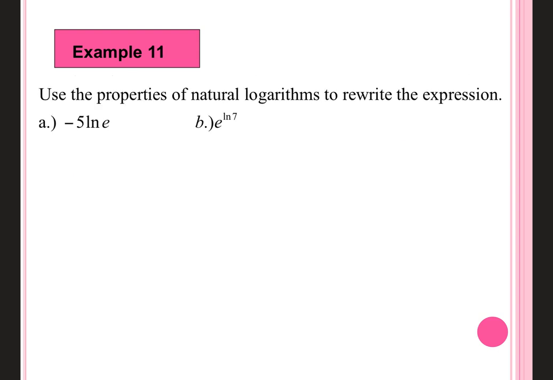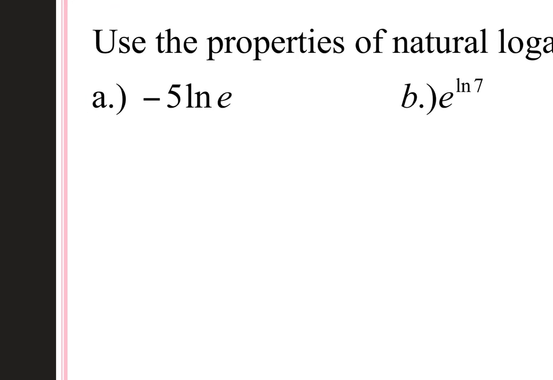Now here's some properties. These you don't need a calculator for. It says use the properties of natural logs to rewrite the expression. So if I look at A, that says -5 of ln of E. Okay? The long way is let's replace ln with what it equals. What is the ln? Log base E, and this is log base E of E.